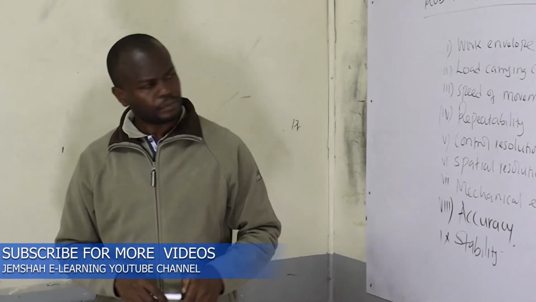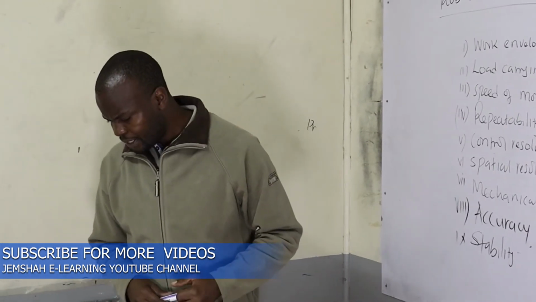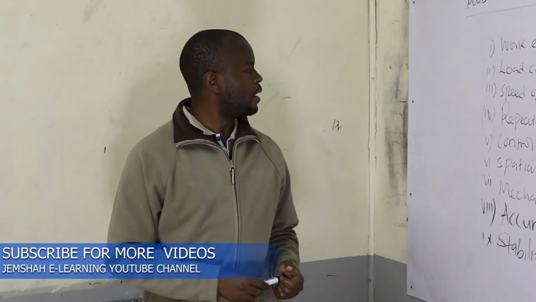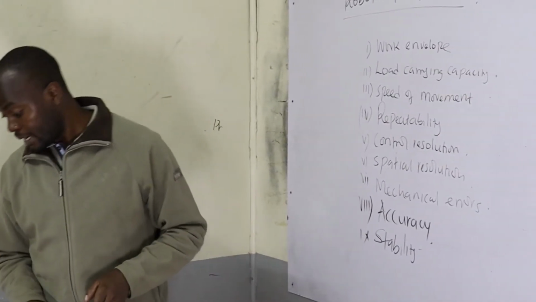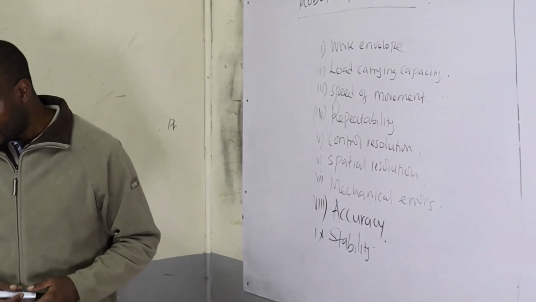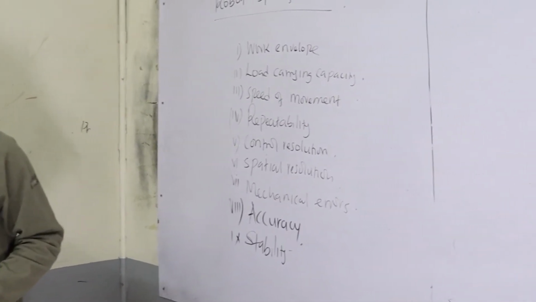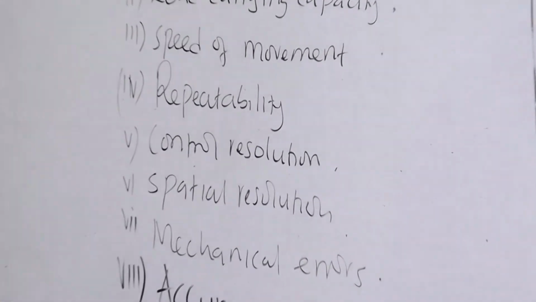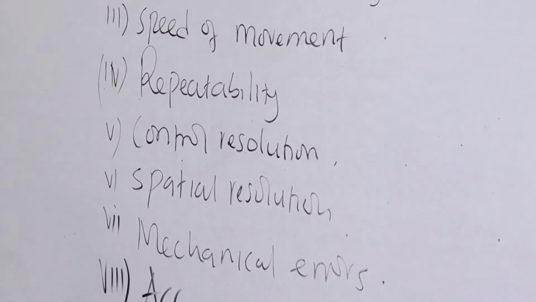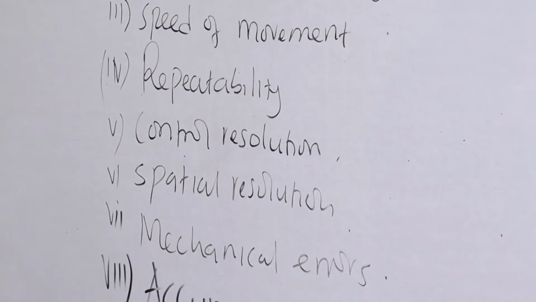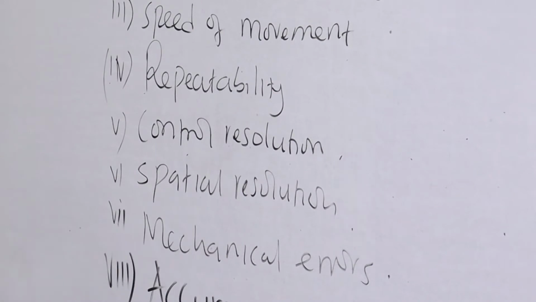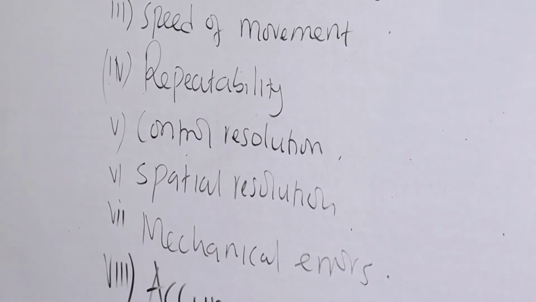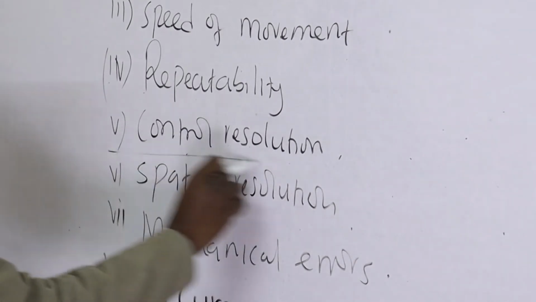Repeatability can always be limited because there are always inherent errors that may be present, particularly due to mechanical sources. The robot may not be able to return to the exact programmed point due to mechanical errors. So we can talk about the next specification, which is control resolution.